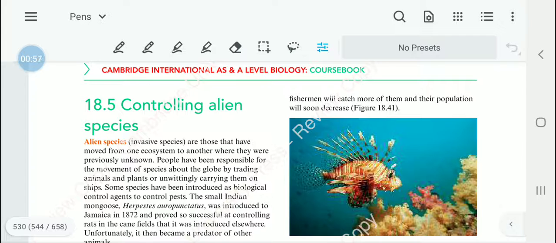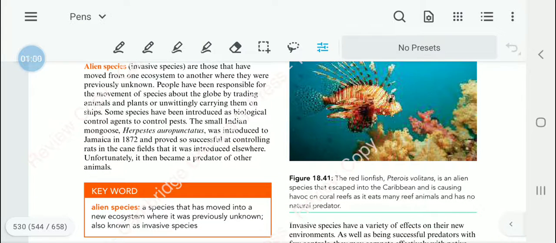Now, these animals could be introduced knowingly or unknowingly. Sometimes rats have been introduced throughout the world by ships, because rats can infest ships, and when they go to the harbor of another country, they are able to escape and breed in those places. Now there are many examples of these different animals being introduced to other places.